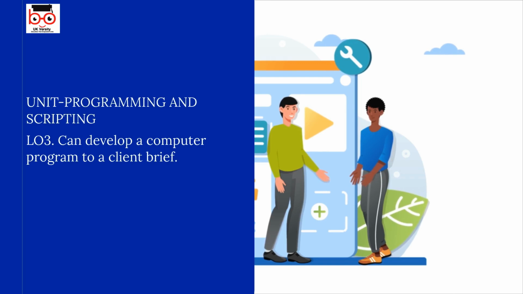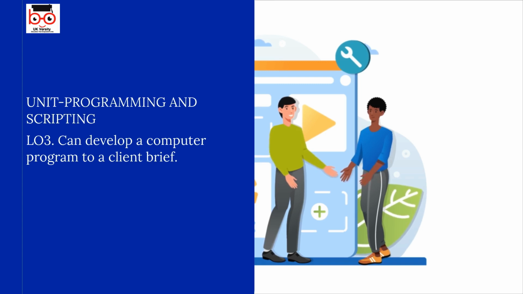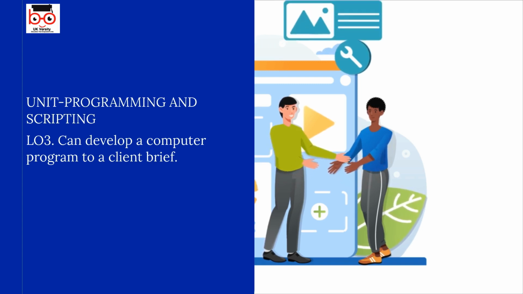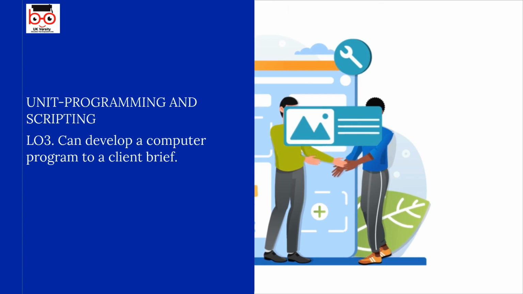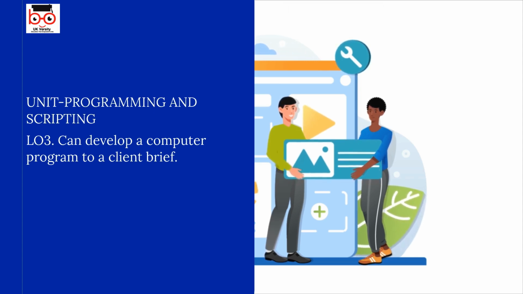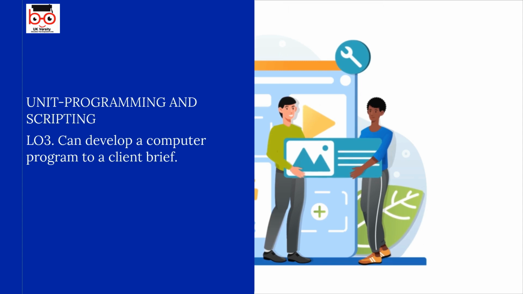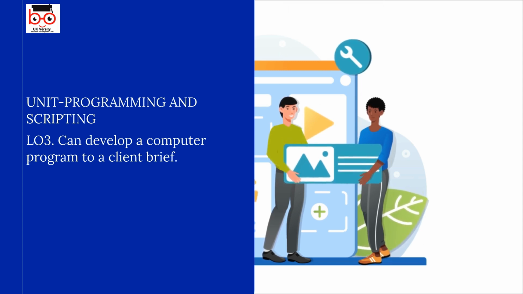By the end of this session, you will achieve Learning Outcome 3, the ability to develop a computer program that meets a client brief. Today, we will explore the development of a task management application using Python. From setting up your development environment to deploying a fully functional, mobile-friendly app, this session will guide you step by step. You'll learn how to design and build an application that not only works efficiently, but also aligns with the needs of your client. Are you ready to bring your ideas to life through practical programming? Let's get started.